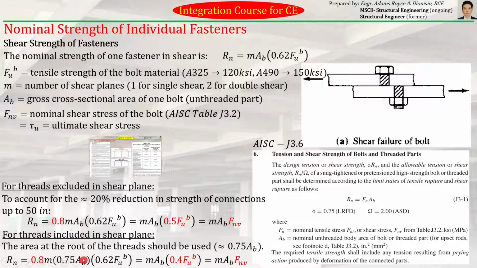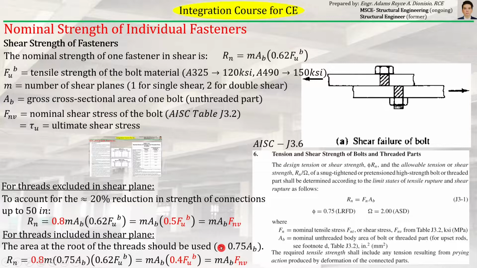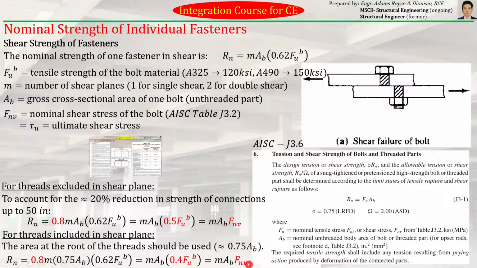Tapos yung AB na gagamitin natin, hindi na siya basta AB na lang. Kailangan natin siyang i-reduce ng 25%, so 0.75 na lang ang gagamitin natin. So simplifying 0.8 times 0.75, 0.62, ito yung lalabas. Yung 0.4 FUB na yan, that is the FNB, same FNB na ginagamit natin for this formula of shear strength ng bolts.